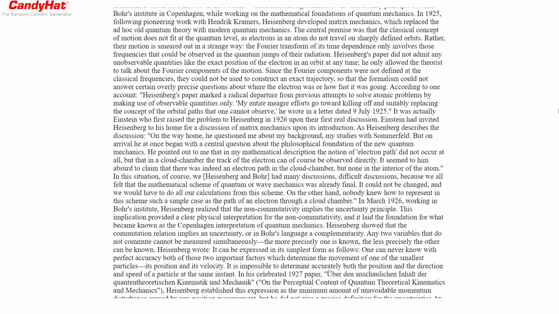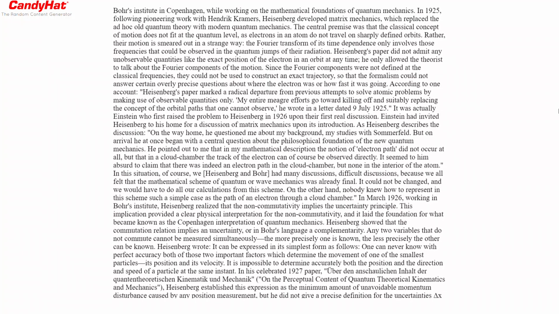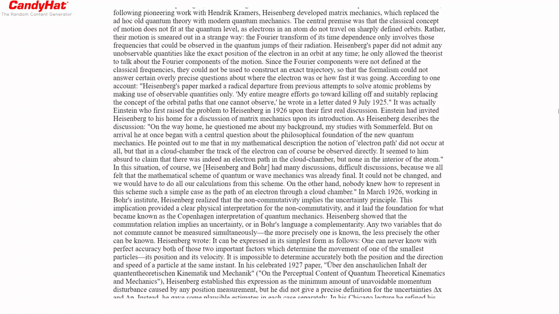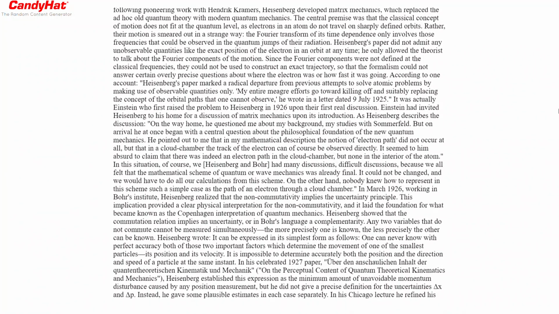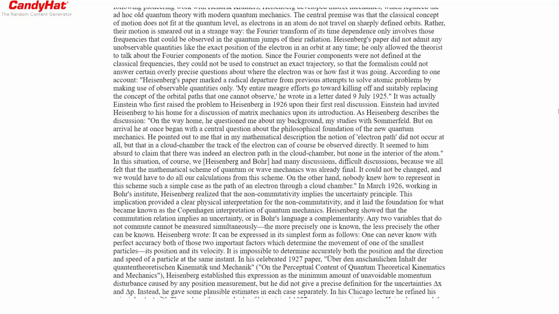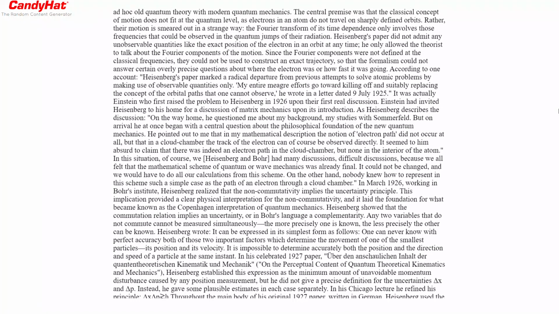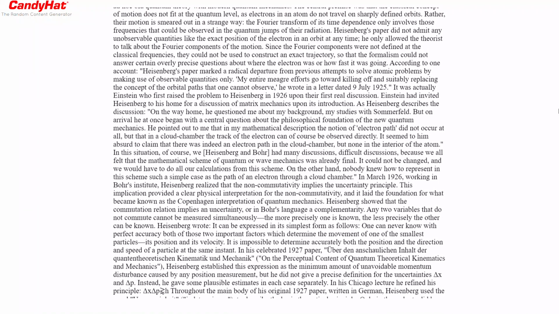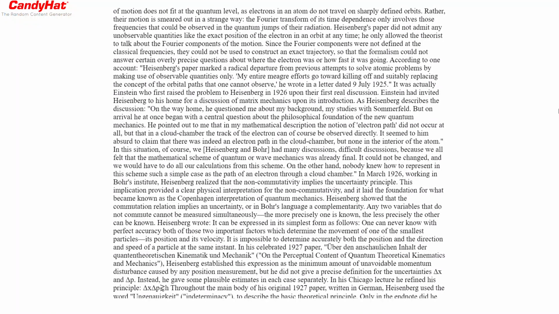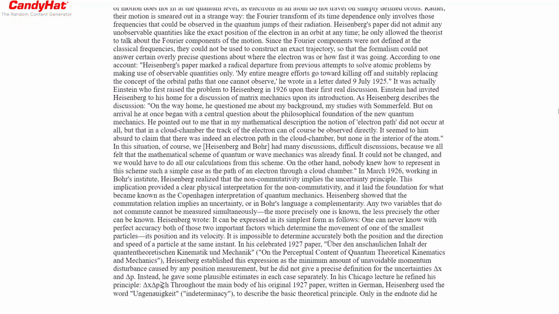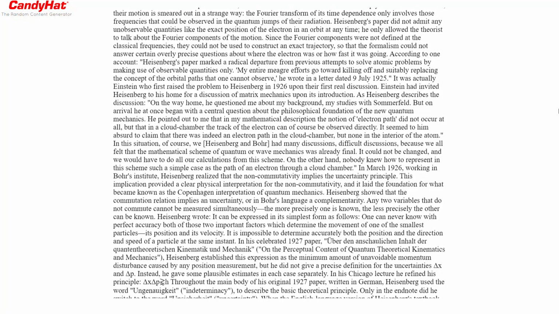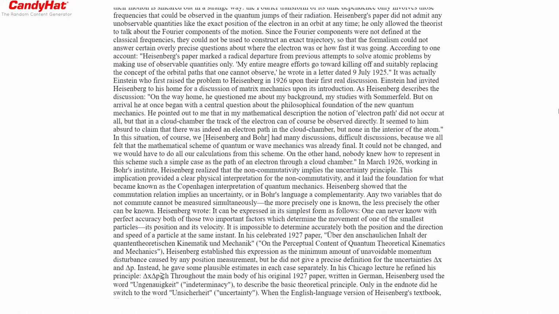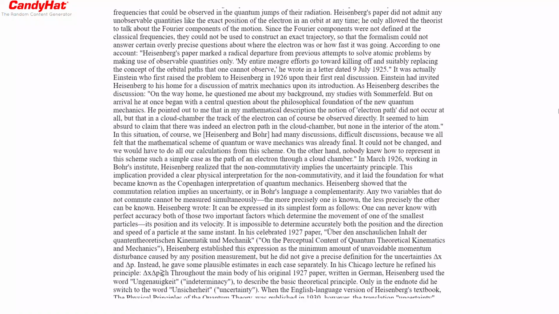Heisenberg showed that the commutation relation implies an uncertainty, or in Bohr's language a complementarity. Any two variables that do not commute cannot be measured simultaneously. The more precisely one is known, the less precisely the other can be known. Heisenberg wrote, "It can be expressed in its simplest form as follows: one can never know with perfect accuracy both of those two important factors which determine the movement of one of the smallest particles, its position and its velocity. It is impossible to determine accurately both the position and the direction and speed of a particle at the same instant."